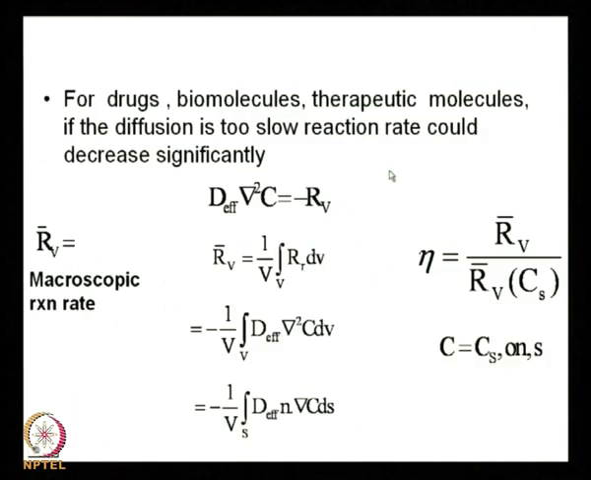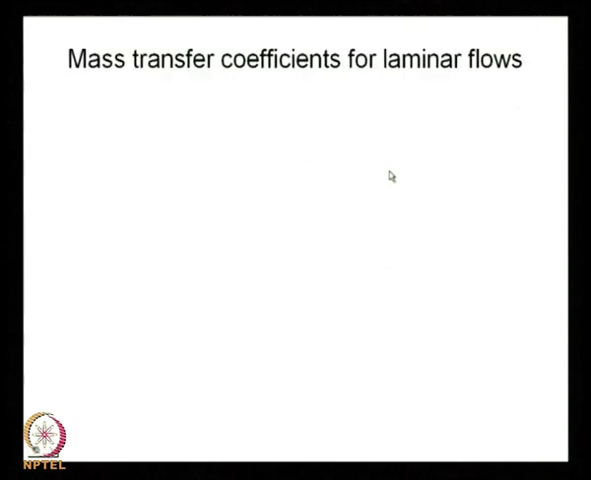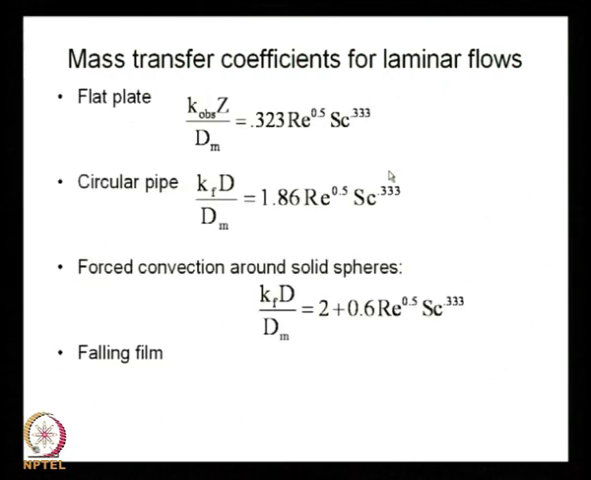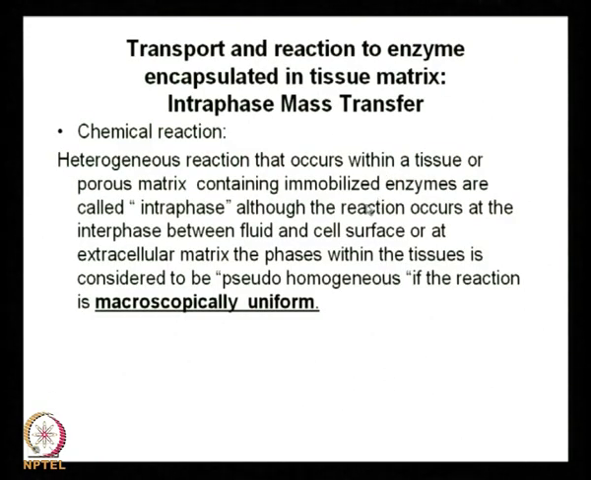So, the idea was that, here let us go back. The idea was that when you have heterogeneous reactions, say for example reaction in a porous catalyst, the reaction itself is heterogeneous, but when you look at it macroscopically, from a large scale point of view, then you can assume the reaction to be homogeneous. Okay. What are the criteria?